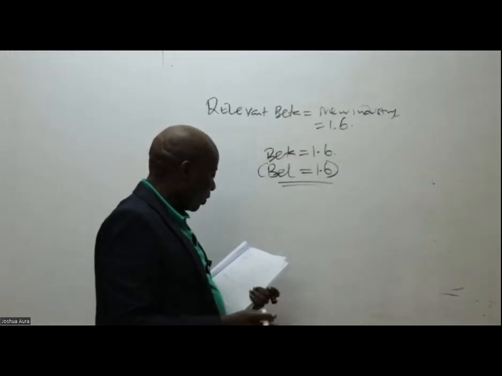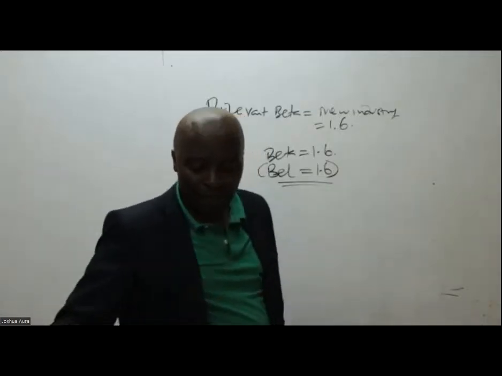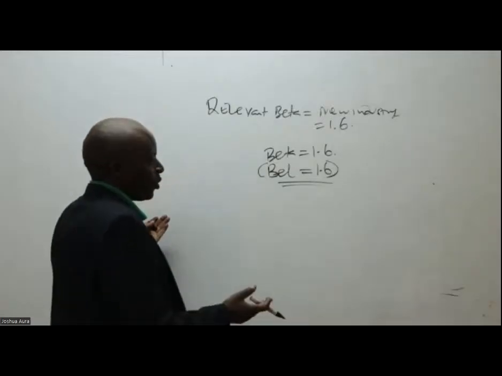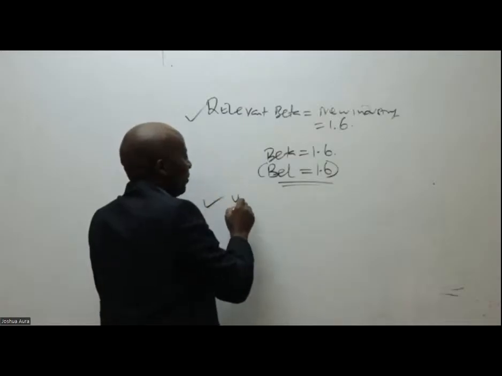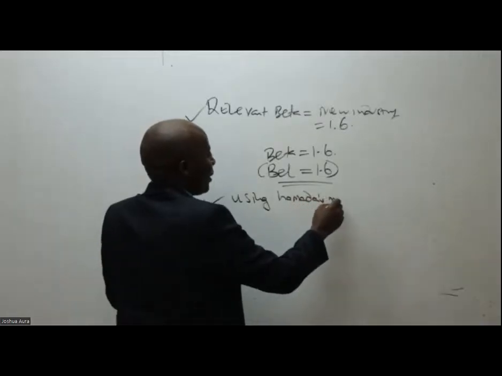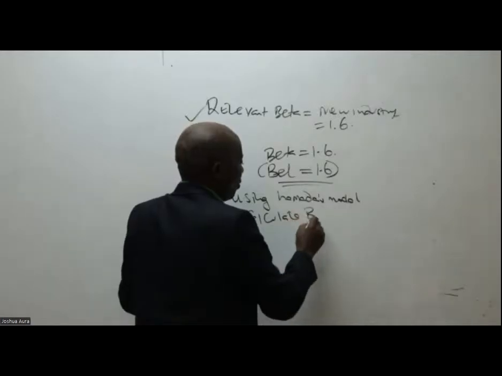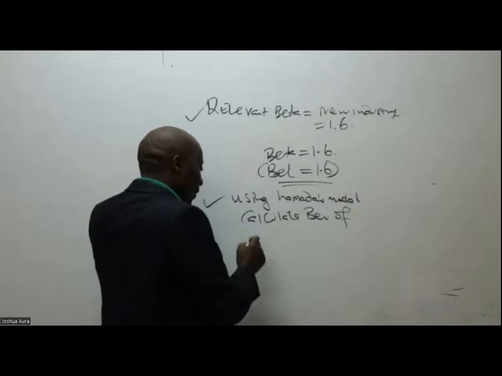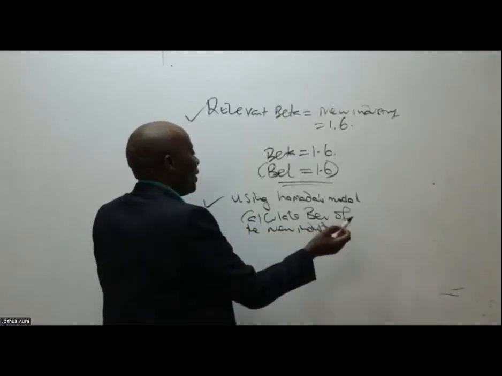So the very first thing that we need to do here for sure is to get a BEU out of this relevant beta. So using Hamada's model, calculate BEU of the new industry.